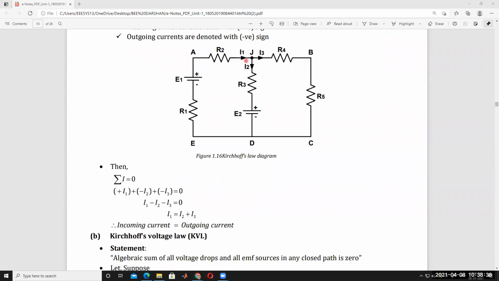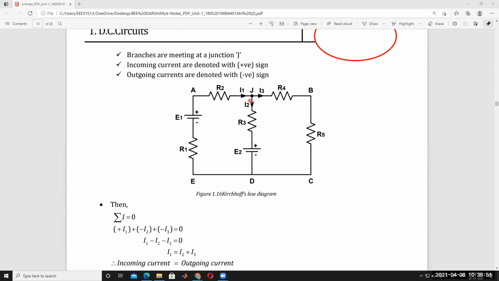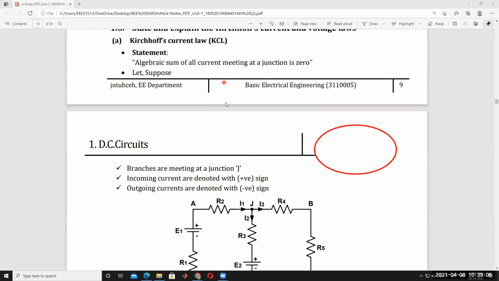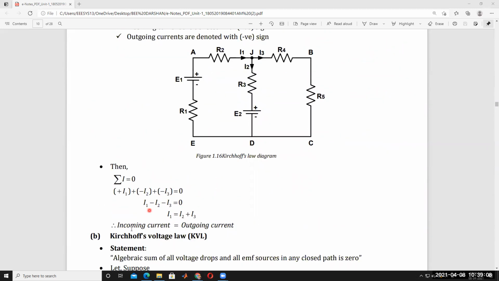I1 is entering, so plus I1. I2 is leaving, so minus I2, and I3 is also leaving, so minus I3. Then I1 minus I2 minus I3 equals 0, so I1 equals I2 plus I3. That means the incoming current equals the outgoing currents at the node or junction. This is Kirchhoff's current law.